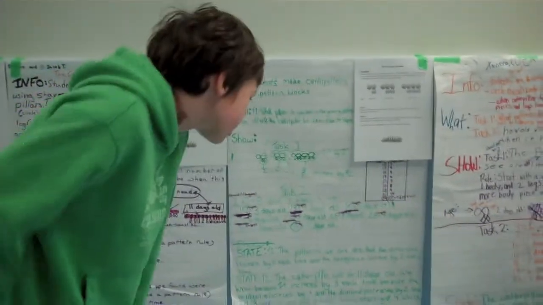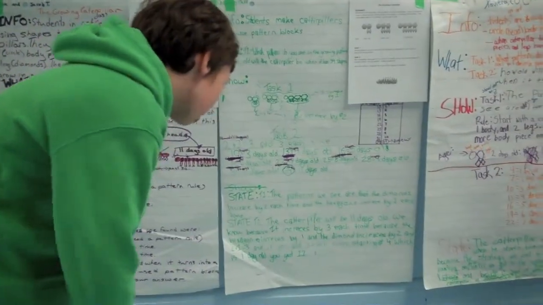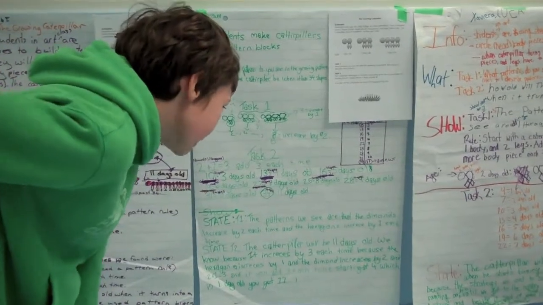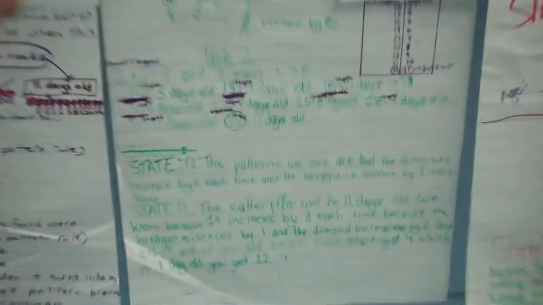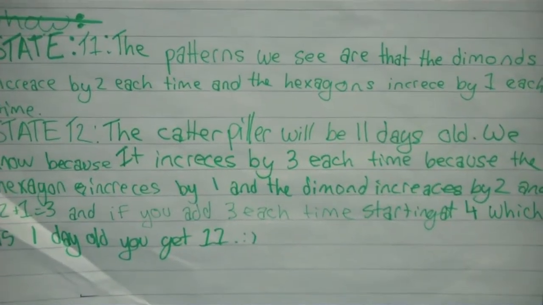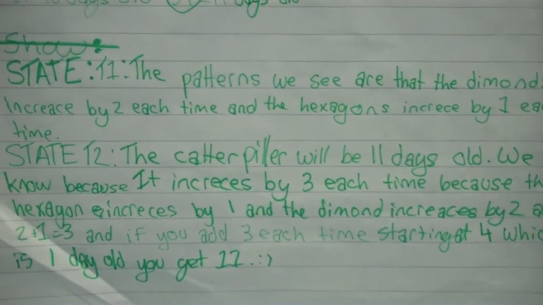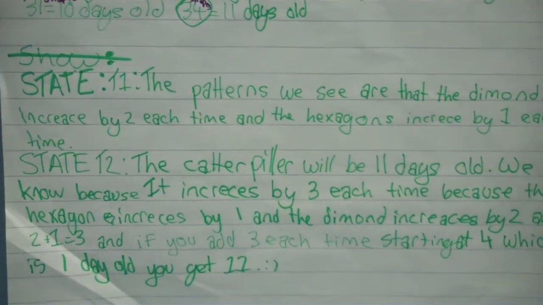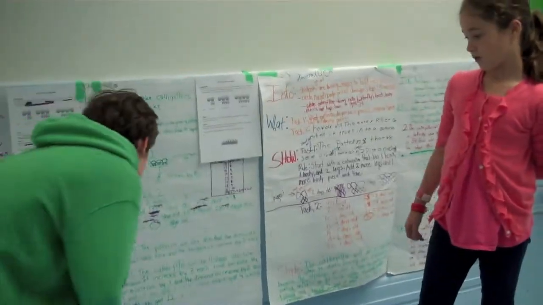The caterpillar will be 11 days old. We know because it increases by 3 each time, because the hexagon increases by 1 and the diamond increases by 2. And we know that 2 plus 1 equals 3, and if you add 3 each time and you start at 4, it is 11 days.